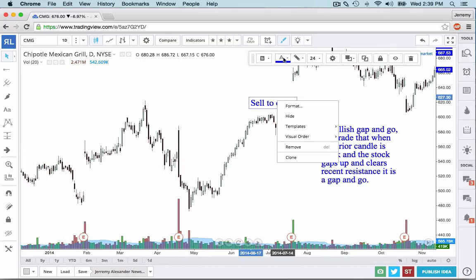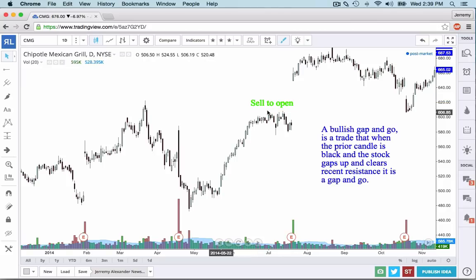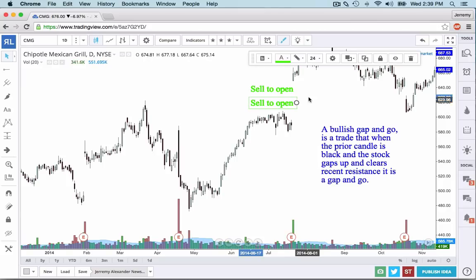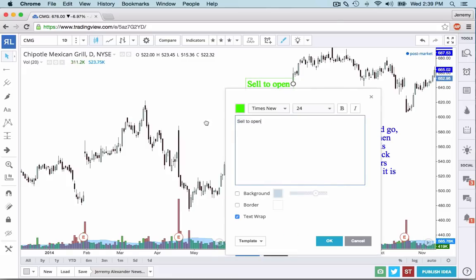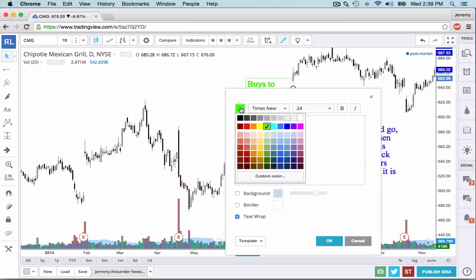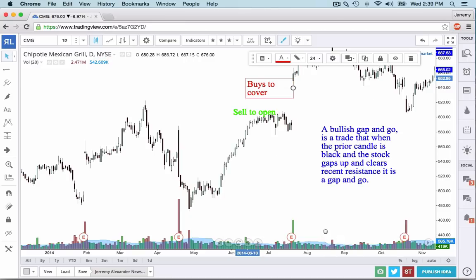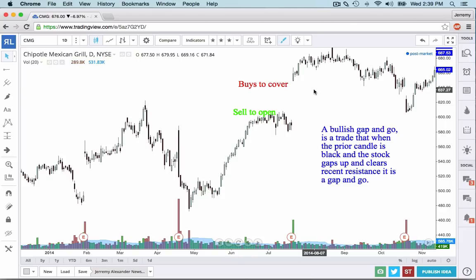So let me make this green so you guys can understand. This is how he gets into the trade. He sells to open. And I'll put it where he did it. So he sold to open, let's just say it's $600 a share. Then the next day, stock gaps up. He has to exit the trade. How does he do it? He buys to cover. He buys to cover. So if he's buying to cover, boys and girls, legends and legendettes from around the world, is that buying pressure, yes or no?